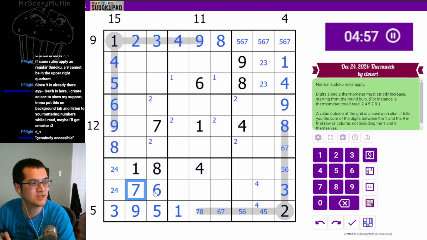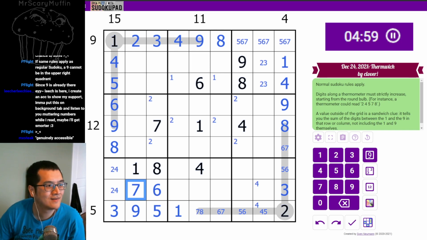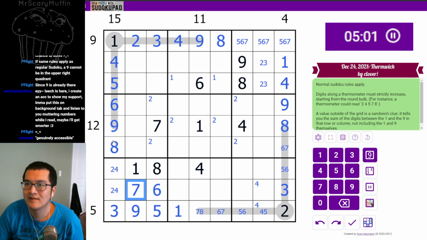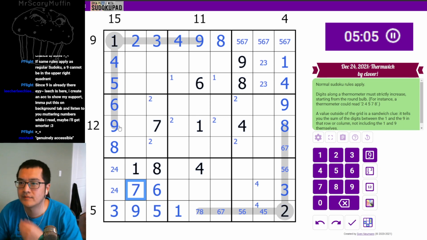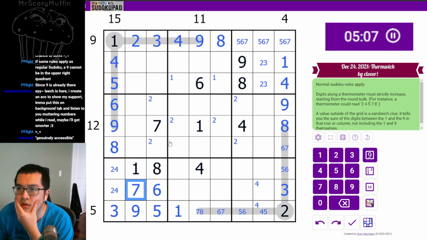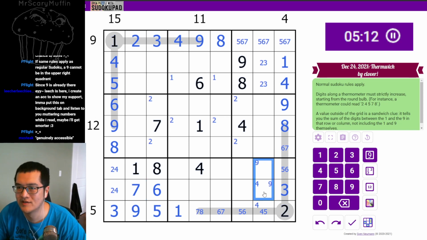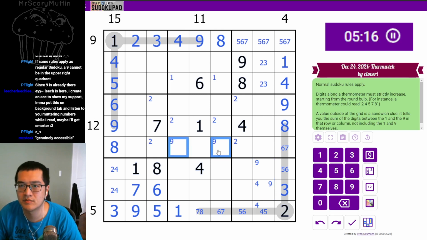Genuinely accessible. Yeah, same regular Sudoku rules still apply. And I might be missing some stuff because I'm doing a whole bunch of other things at the same time. Okay, I'm just doing some Sudoku right now.